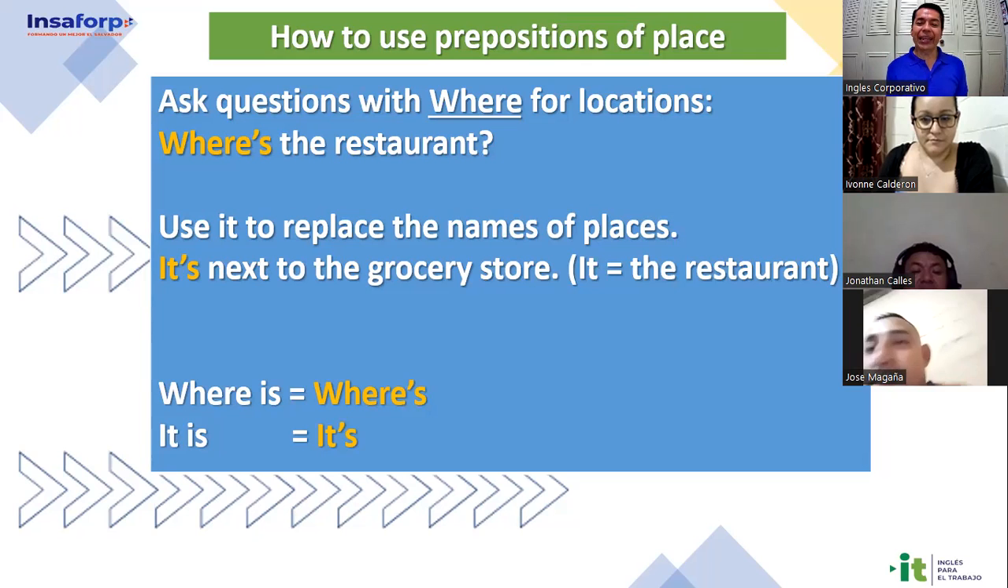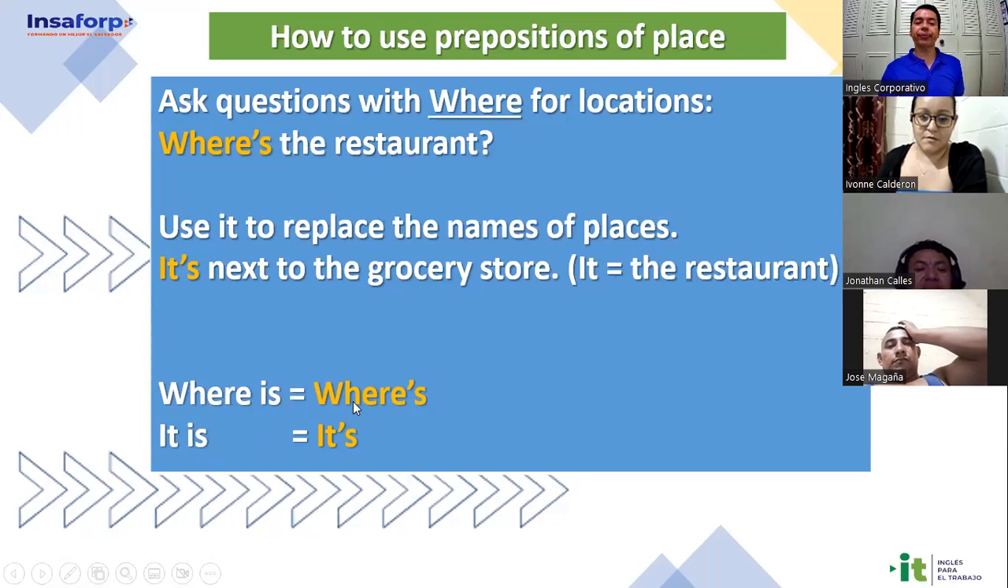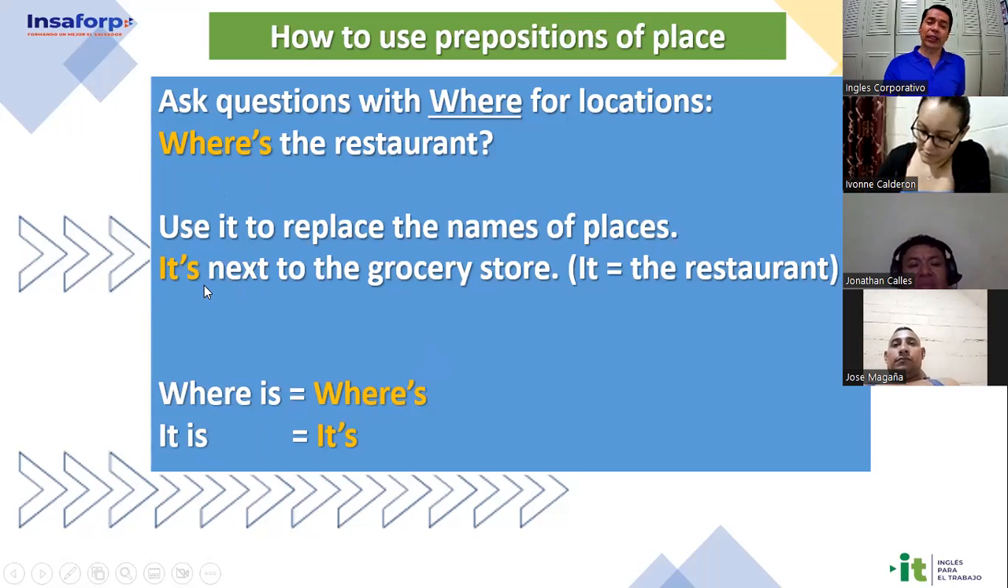Use it to replace the names of places. For example, it's next to the grocery store. In this case, it means the restaurant. So you don't say, the restaurant is next. No, it's not necessary. You only say it's. Then, where is is contracted to where's, and it is is contracted to it's, right? Again, to make questions about places, we use where, and to substitute the place, instead of saying the restaurant is next to, you say it's next to, right? Good. Understand?